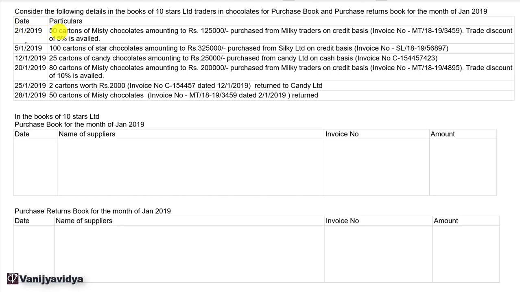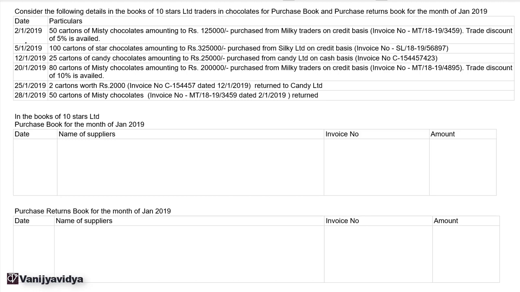2nd Jan 2019. 50 cartons of Misty chocolates amounting to Rs 1,25,000 purchased from Milky Traders on credit basis. Invoice number MT/1819/3459. Trade discount of 5% is availed. So we have purchased some 50 cartons of Misty chocolates on credit basis. So in purchase daybook only credit purchases are recorded. So let us record this in our purchase book.